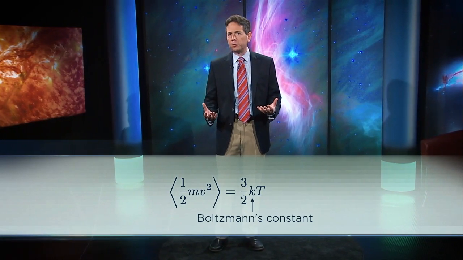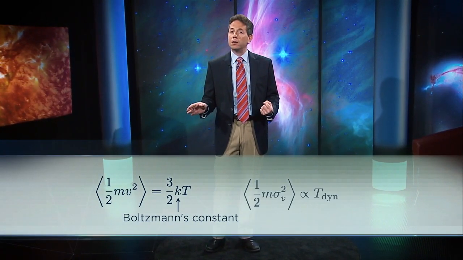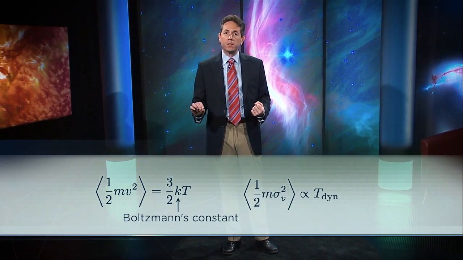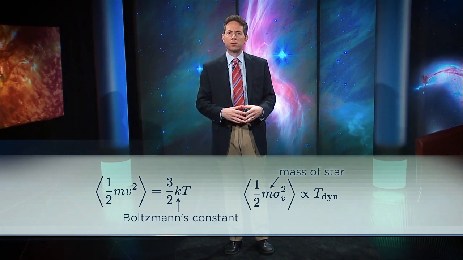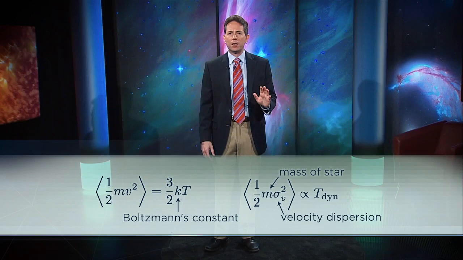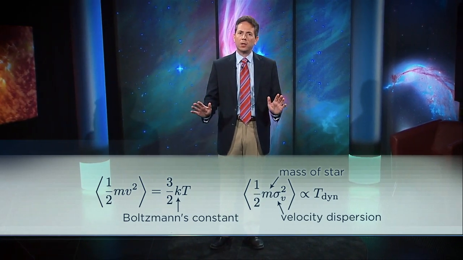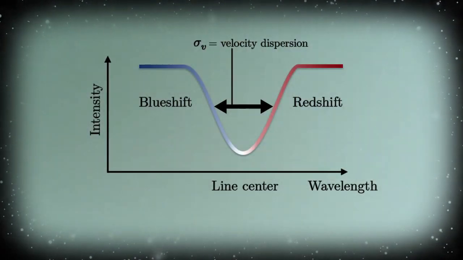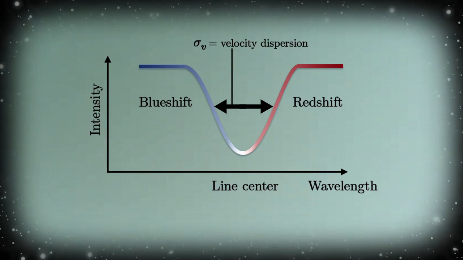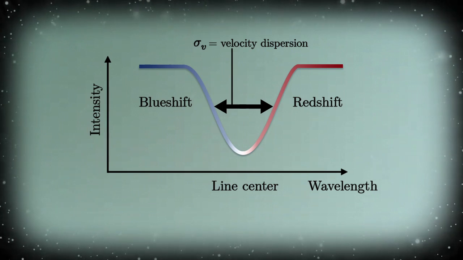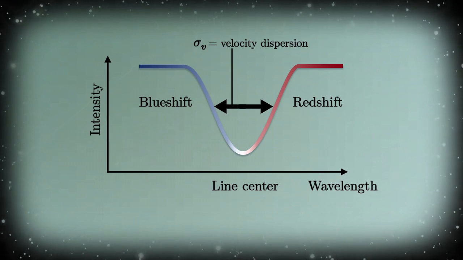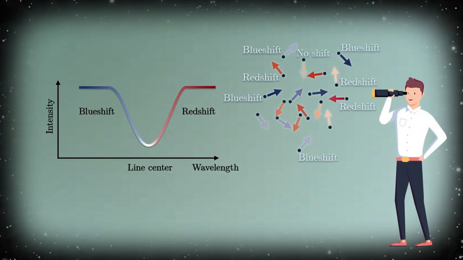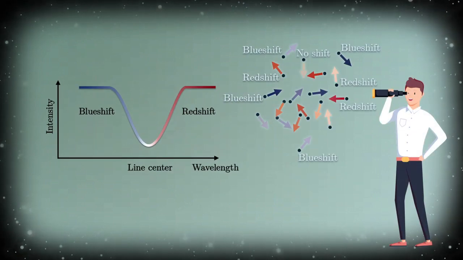We could try to do something similar for stars in a galaxy. We can define the dynamical temperature to be proportional to the average of 1/2 m sigma v squared, where m is the mass of a star and sigma v is the velocity dispersion, the spread in velocities of the stars at a given location. We can measure the velocity dispersion by obtaining a spectrum of all the starlight from a given location in the galaxy, and then looking at the width of the absorption lines, their spread in wavelength. This blurring of the absorption lines is produced by all the different Doppler shifts of individual stars at that location.